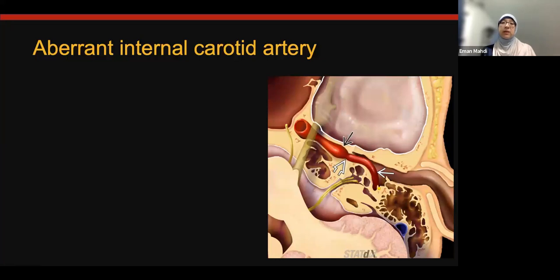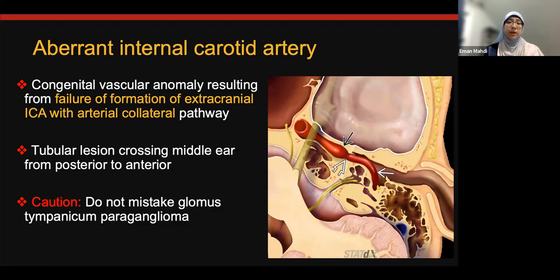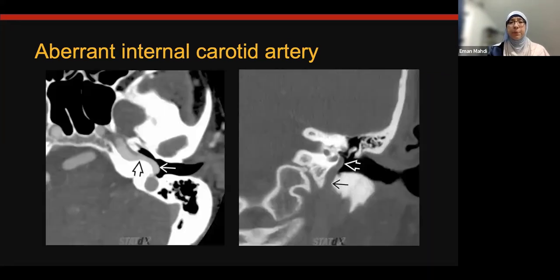Aberrant internal carotid artery is related to a congenital vascular anomaly resulting in failure of formation of the extracranial portion of the internal carotid artery with arterial collateral formation. So it will be a tubular structure coursing through the middle ear cavity. And it's important to recognize that it's an aberrant internal carotid artery rather than a glomus tympanicum paraganglioma.